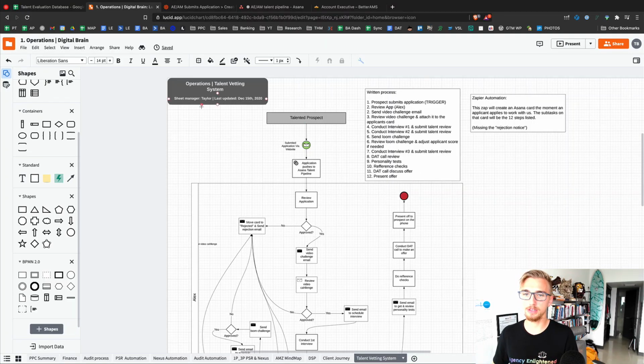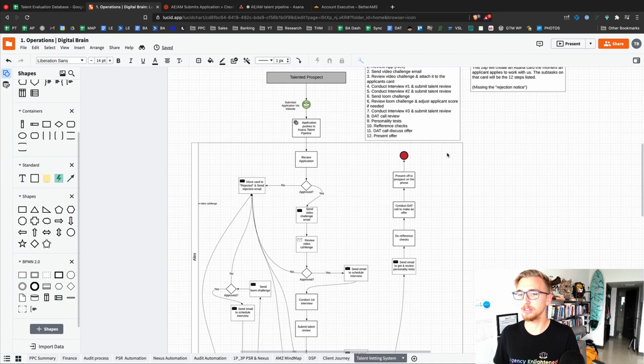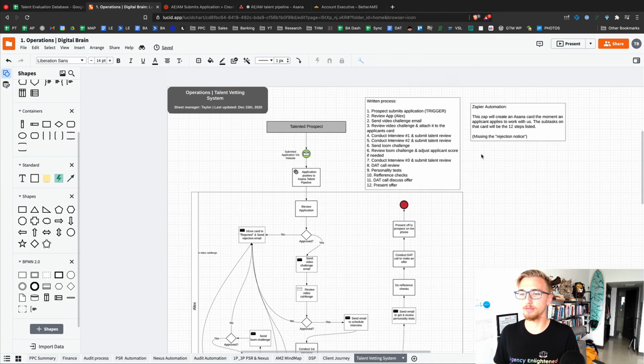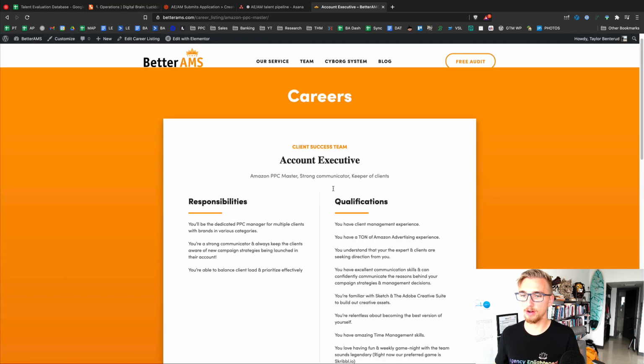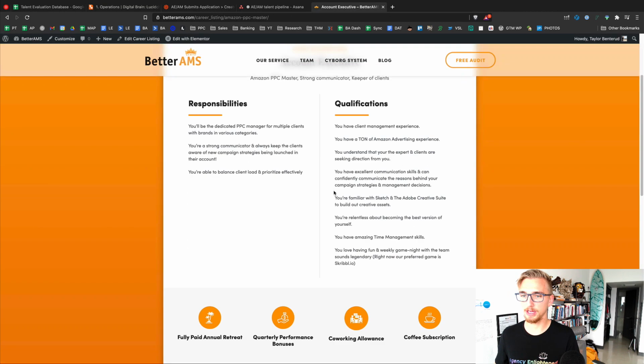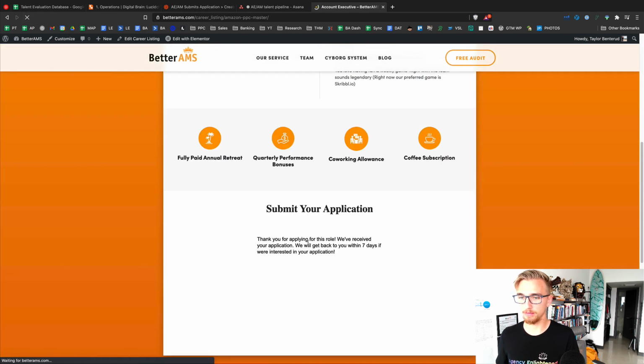So first of all, this is our new talent vetting system. It's very simple. This is not a complicated system. It's a very simple process. And what this is, is when someone submits an application. So if a talented prospect submits an application to our website on Better AMS, they submit this application right here. Okay, I already submitted one. That's why it says, thank you for applying for this role.